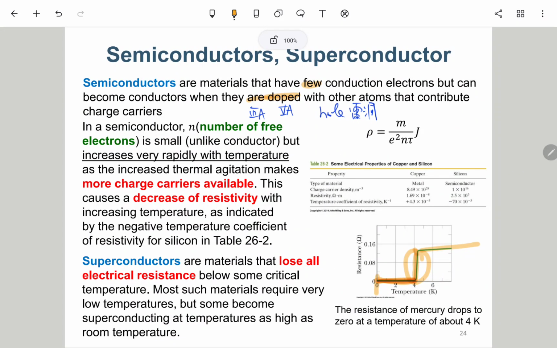which means a material that loses all electrical resistance below some critical temperature. Most such materials require very low temperature, but some become superconducting at temperatures as high as room temperature.